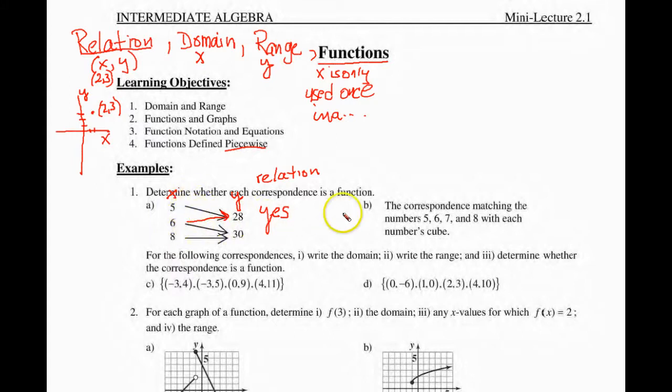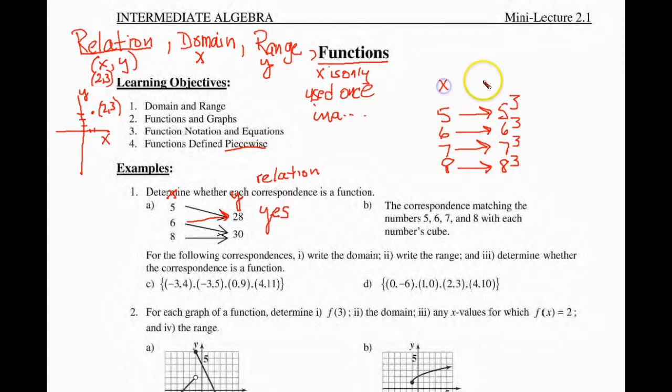Okay. Now, the correspondence matching the numbers with each number's cube. So I'll have to set that up. I could have picked this out mentally, but if you're not sure of something, you write it out. So there is 5 and it's cubed, 6 and it's cubed, 7 and it's cubed, 8 and it's cubed. Are the x elements only used once? Yes. So this is a function.